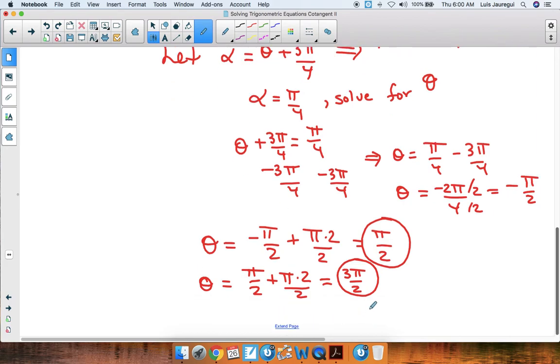Therefore, we can say that the solutions for the original equation are simply theta is equal to pi over 2 and 3 pi over 2. So that concludes this particular video on solving trigonometric equations using cotangent part 2.